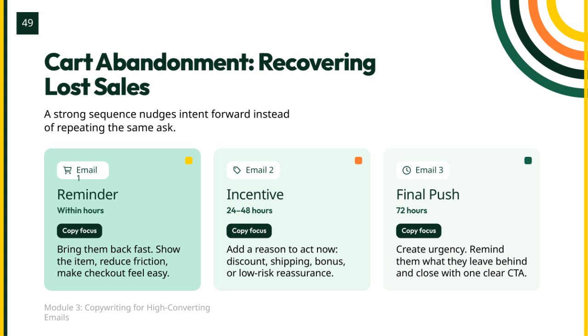Finally, the third email, sent around 72 hours after abandonment, serves as the final push. This message should create a sense of urgency by reminding customers what they're leaving behind and ending with one clear call to action. This step helps to close the sale by encouraging immediate action. Taken together, this sequence balances timing and messaging to maximize recovery of lost sales.